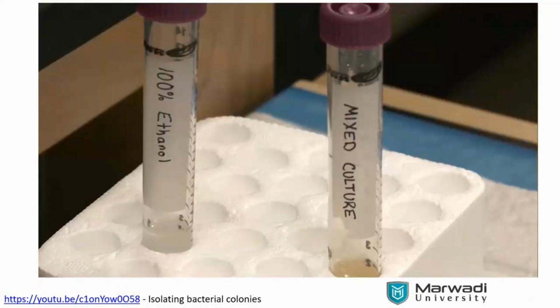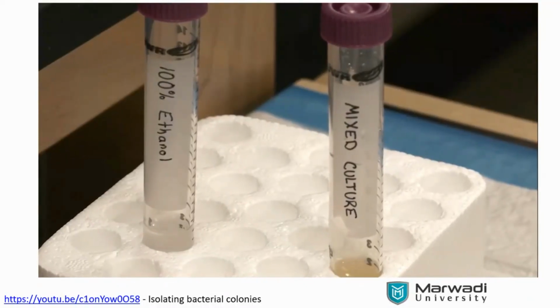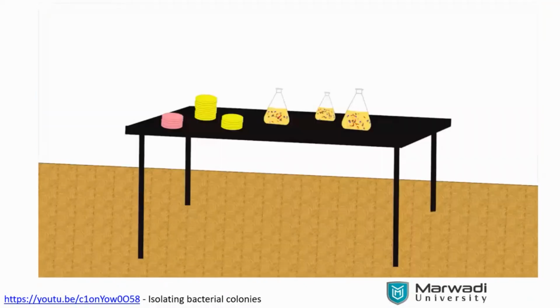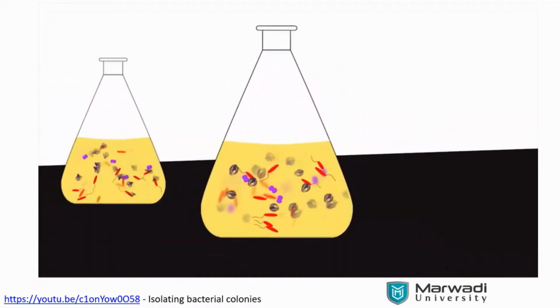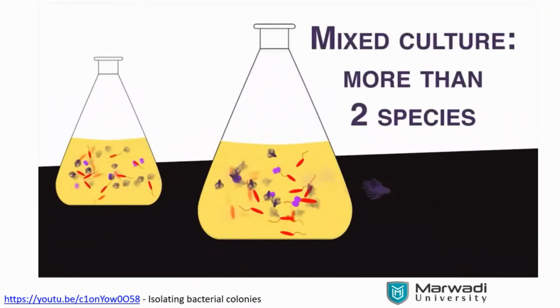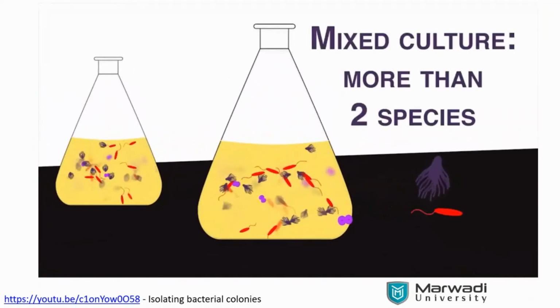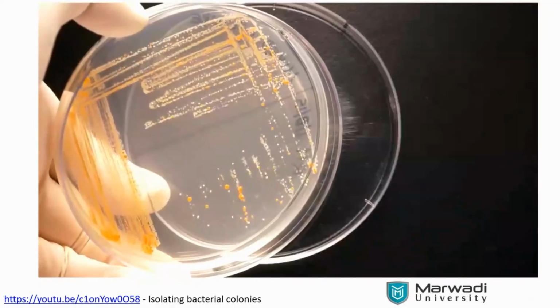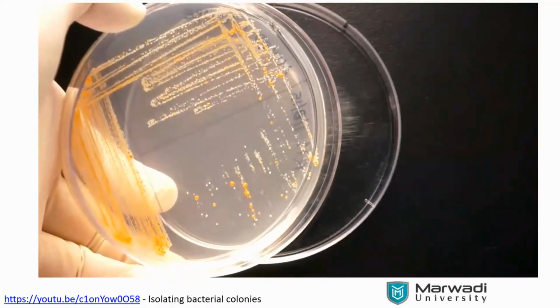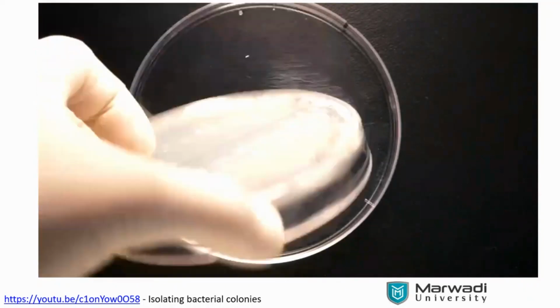Today, we have a scientist who will demonstrate the method of streaking. In this example, the scientist is using a mixed culture of bacteria. A mixed culture is a mixture of millions of bacterial cells with 2 or more different species. In this example, we have 3 different species of bacteria in our mixed culture. The streaking will allow the scientist to separate out the different species present in the mixture.